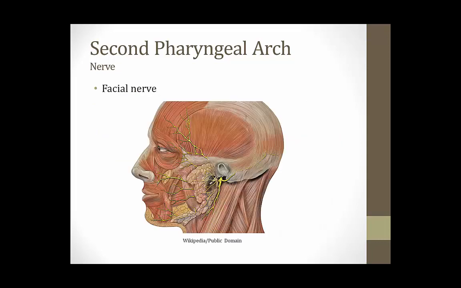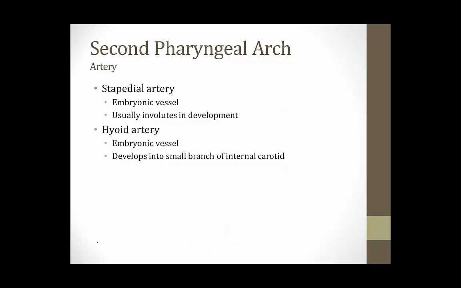And if you know that the muscles of facial expression come from the second arch, then it's easy to remember that the nerve associated with the second pharyngeal arch is the facial nerve, which innervates the muscles of facial expression. The blood vessels that come from the second arch are not very important in the adult.